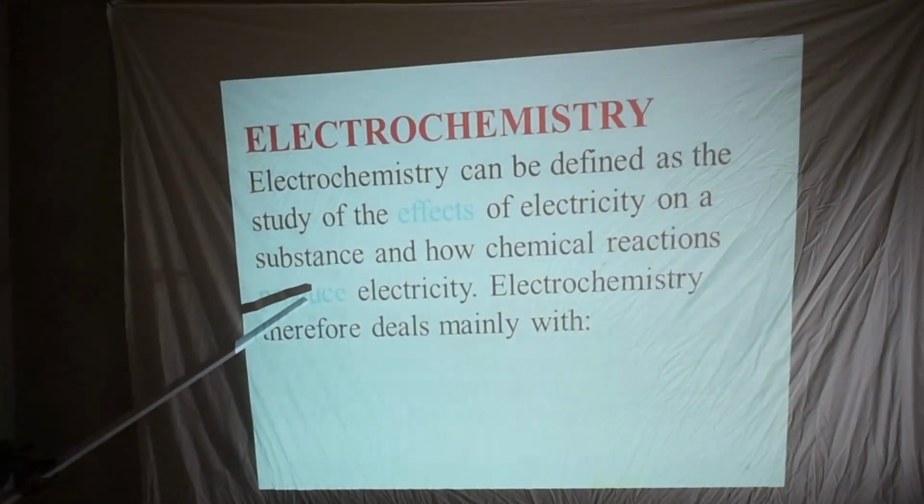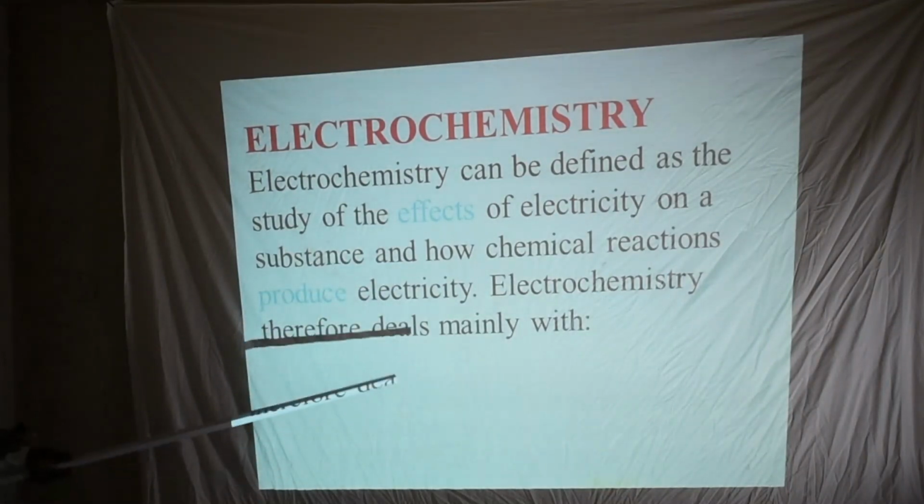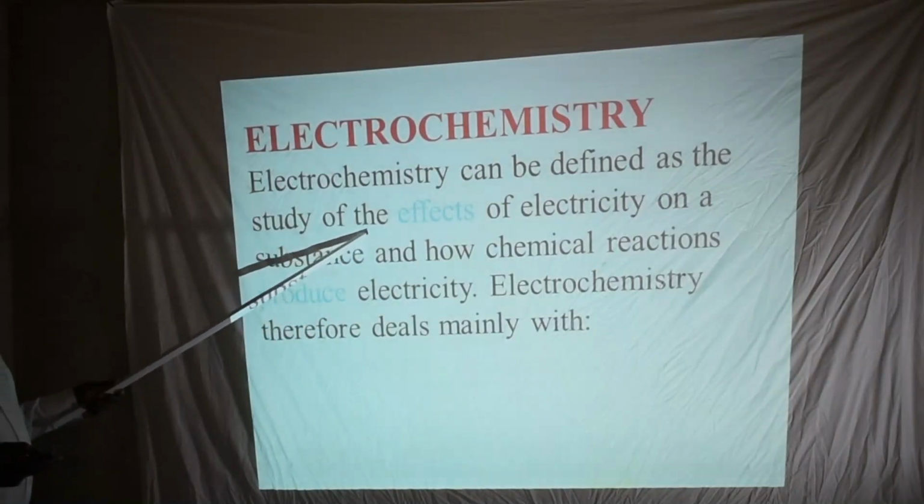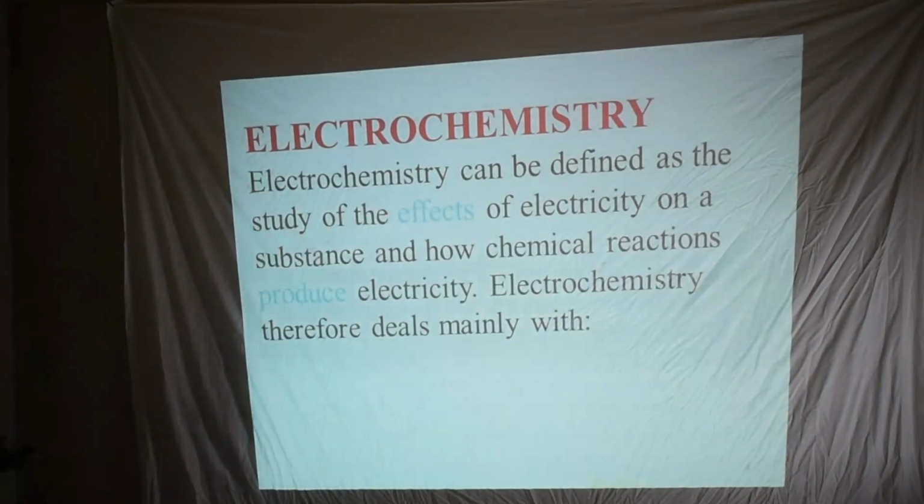And in Form 4, we are going to deal with the second part, which is how chemical reaction produces electricity. In this, we are producing electricity, and in the other one, electricity was used to affect a substance.